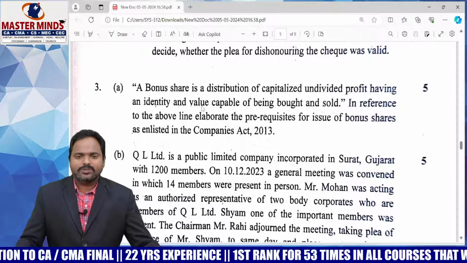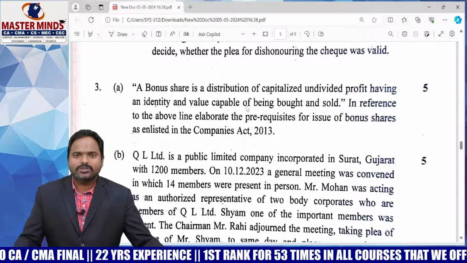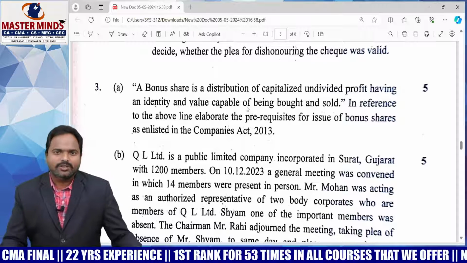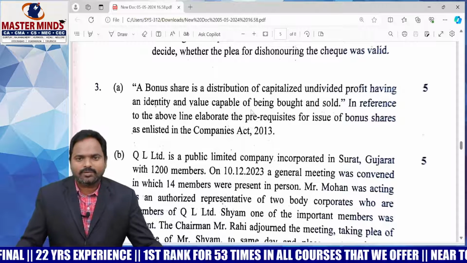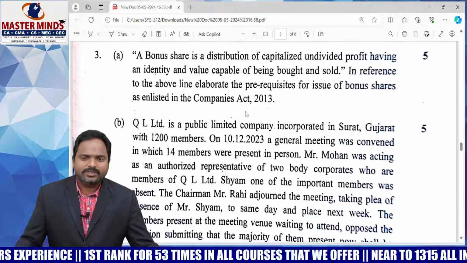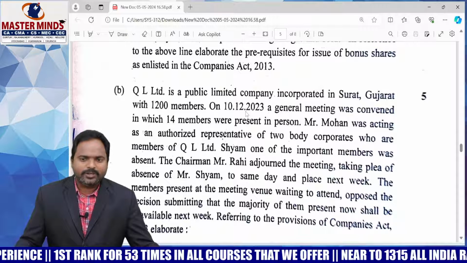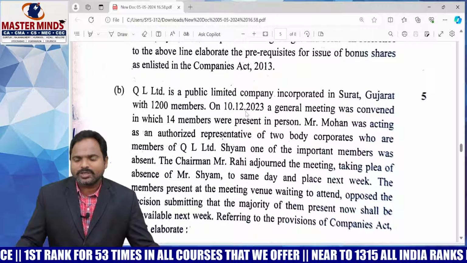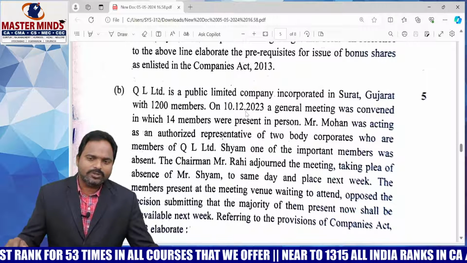And bonus shares: directly they are asking how to issue bonus shares, a direct theory question for 5 marks from the share capital chapter. Students can write it easily, but your presentation skills are tested here. Your memory power is also tested, whether you remember the provisions and whether you can restate them for 5 marks.